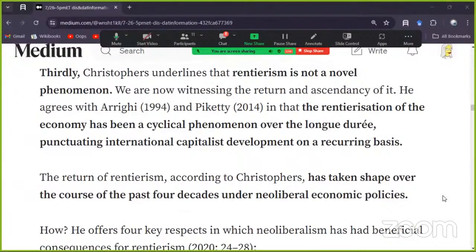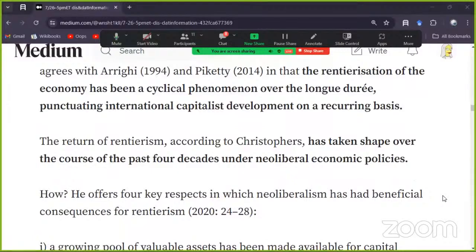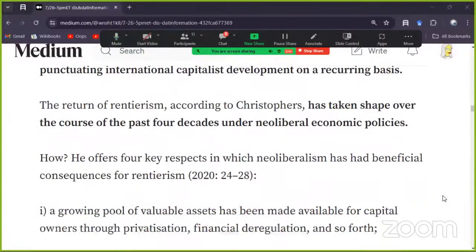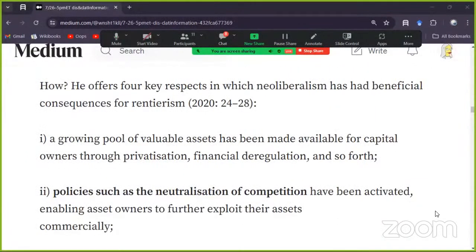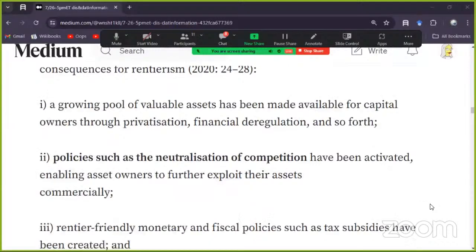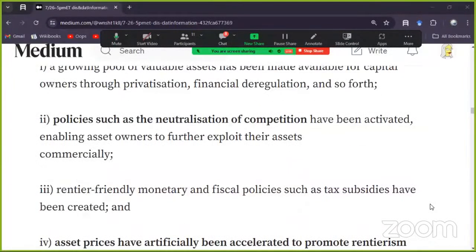The return of rentierism, according to Christophers, has taken shape over the course of the past 4 decades under neoliberal economic policies. How? He offers 4 key respects in which neoliberalism has had beneficial consequences for rentierism. The first one is a growing pool of valuable assets made available for capital owners through privatization, financial deregulation, and so forth. And you can just see that. This is the Reagan era writ large, carried on even further by Bill Clinton et al. Second, policies such as the neutralization of competition have been activated, enabling asset owners to further exploit their assets commercially.